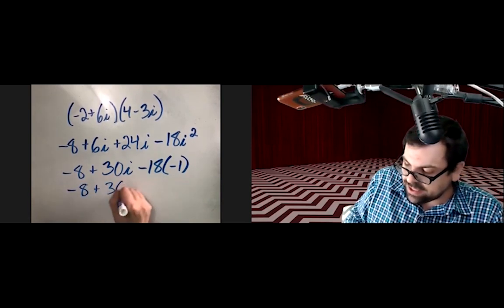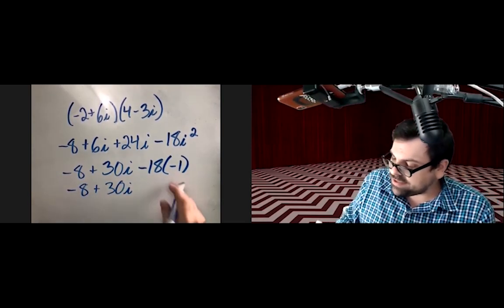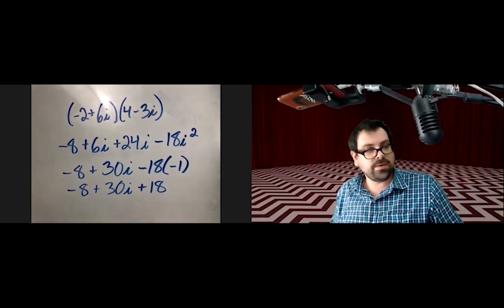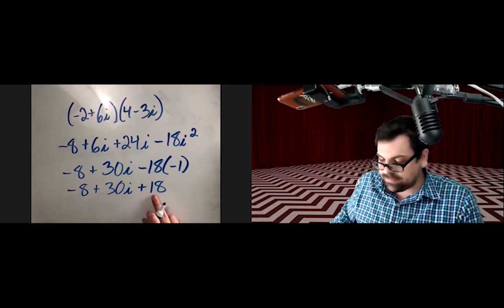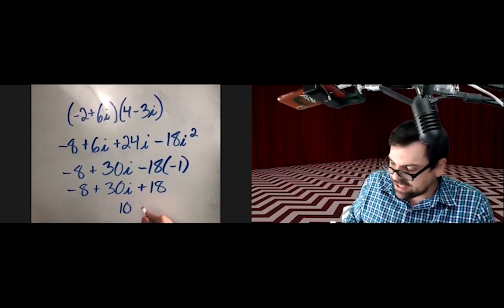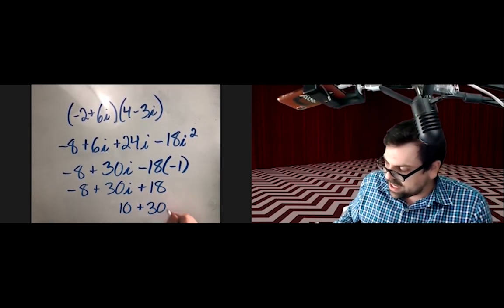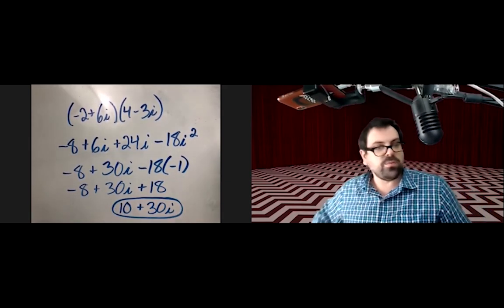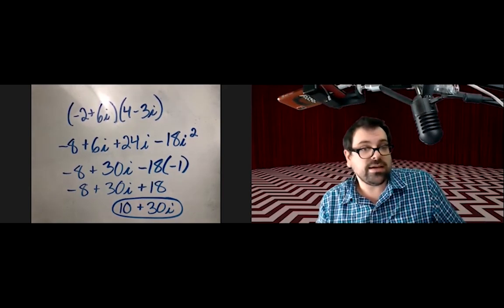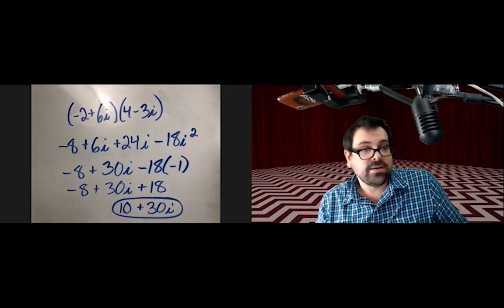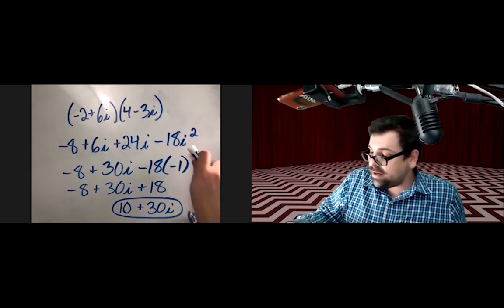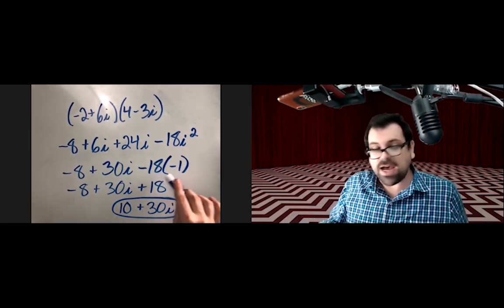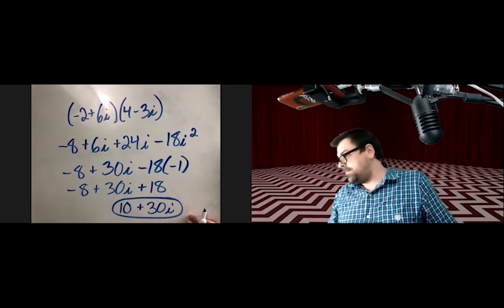Negative 8 plus 30i, negative times negative, that's positive 18. And then negative 8 plus 18 is positive 10. Positive 10 plus 30i. So when we multiply, it's just like if we had x's. But at any point, if we get i squared, then times i squared becomes times negative 1.